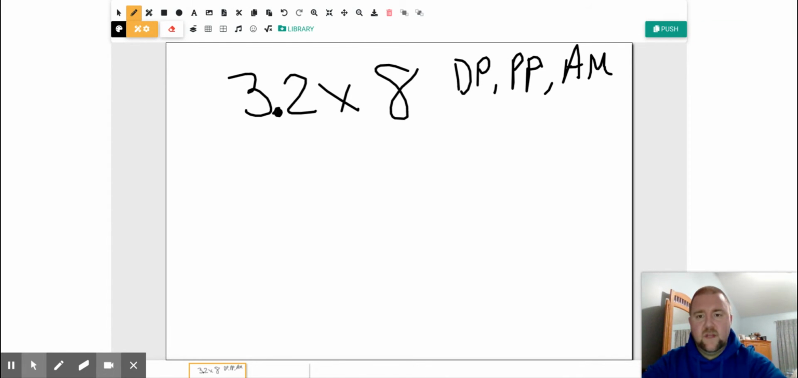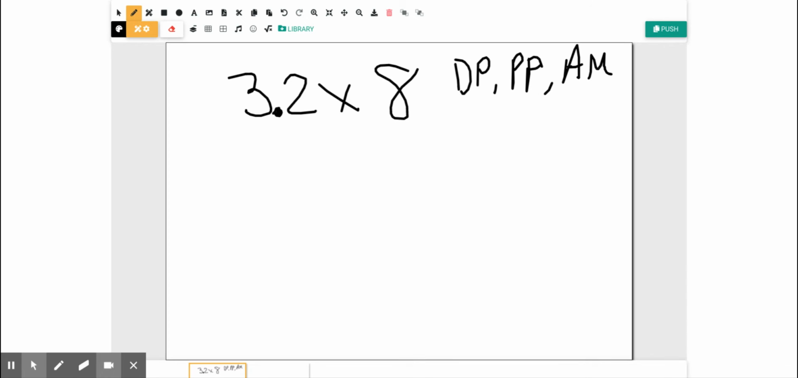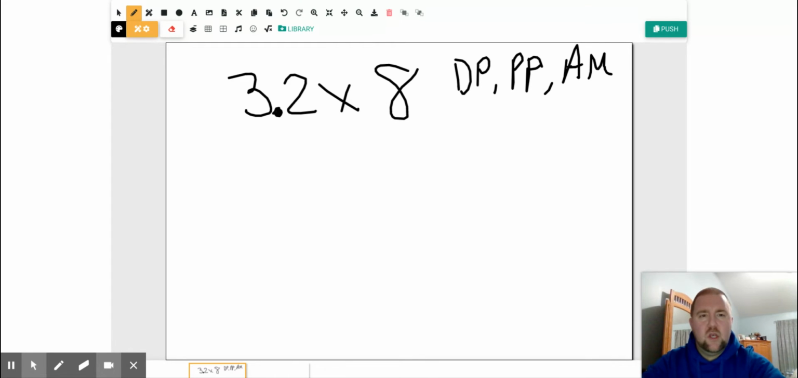Today we're going to be working on Module 15, Lesson 4, which is multiplying decimals by whole numbers, but showing a couple different strategies. So we've learned how to do regular multiplication without decimals. We're going to get to multiplying them with decimals. Today, we're working on the distributive property, the partial products, and also the area model.